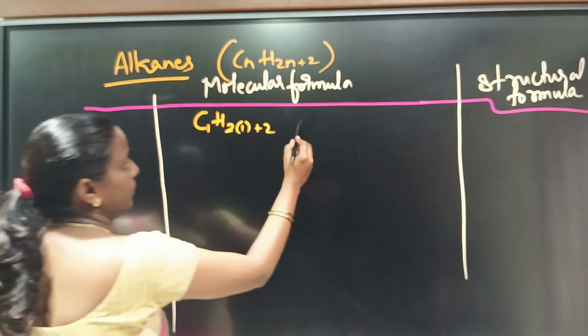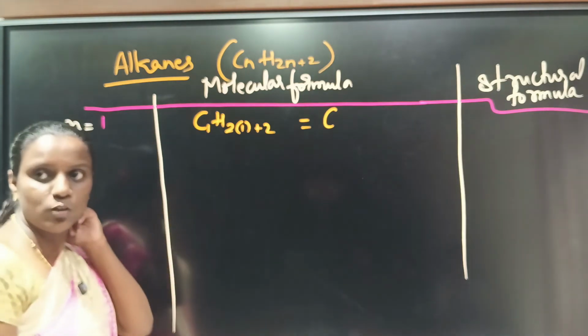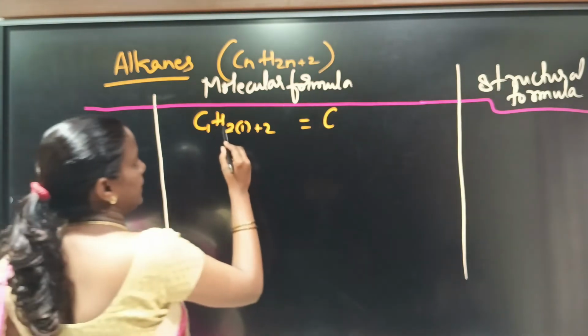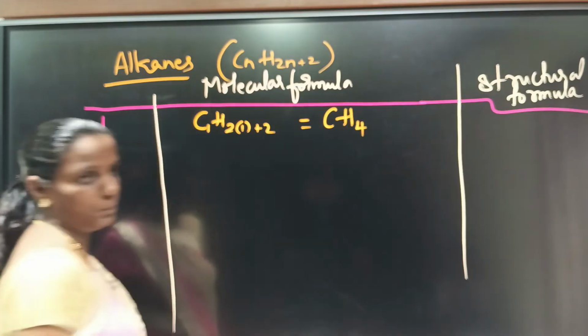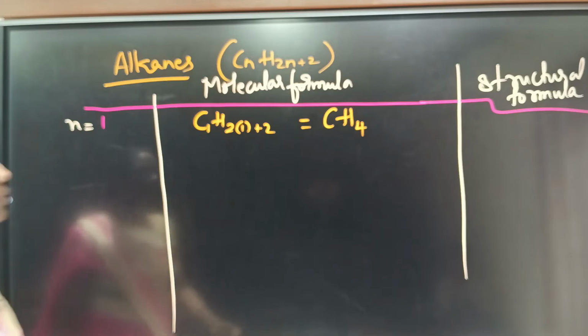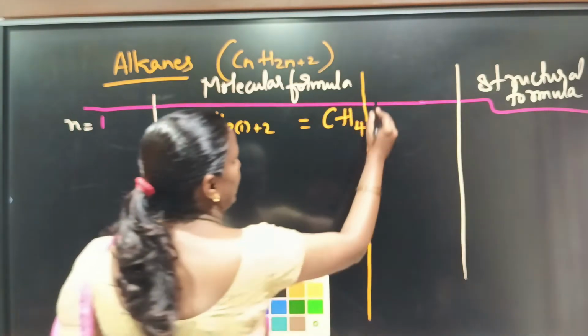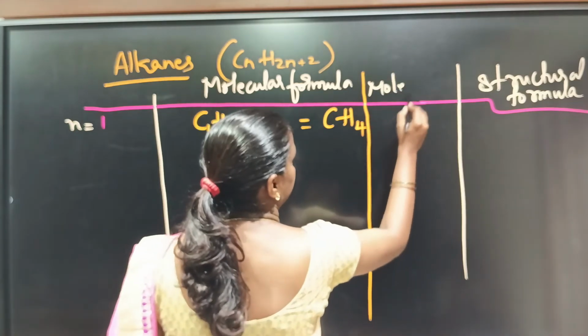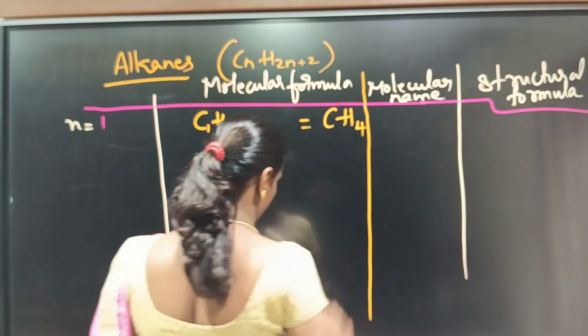Okay, so what will be the molecular formula now? See, 1 in the sense, even if I don't write it, it means 1. H 2×1+2 is 4, so CH4. Okay, now with this I am also writing another column, and I call it the molecular name.